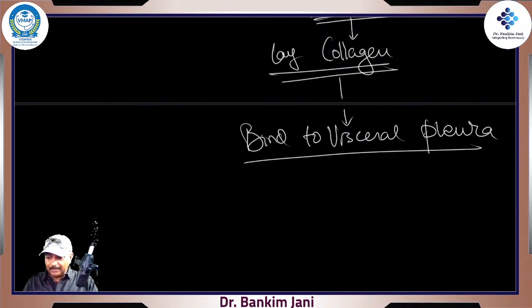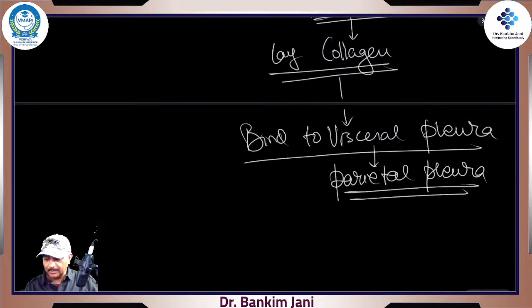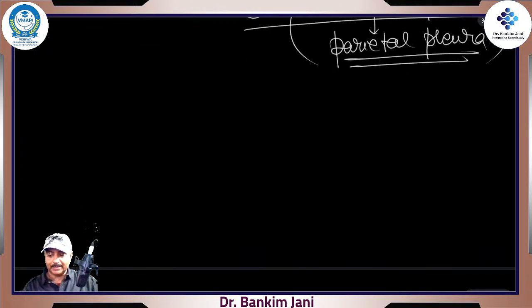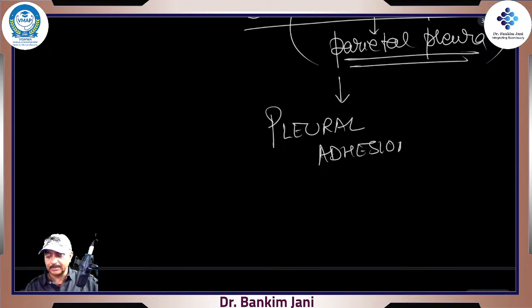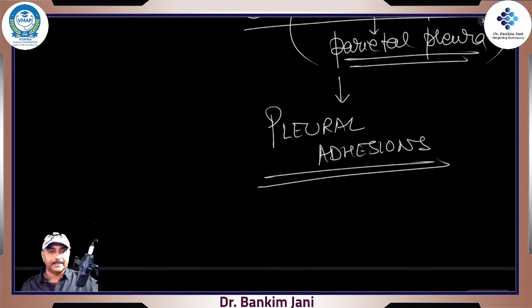And that visceral pleura and the parietal pleura will bind together. Once they are bound together, that is what is called pleural adhesions, because it is like a fibrosis. And that is what restricts the movement. So that is all because of fibroblasts. So this is pleural adhesion.